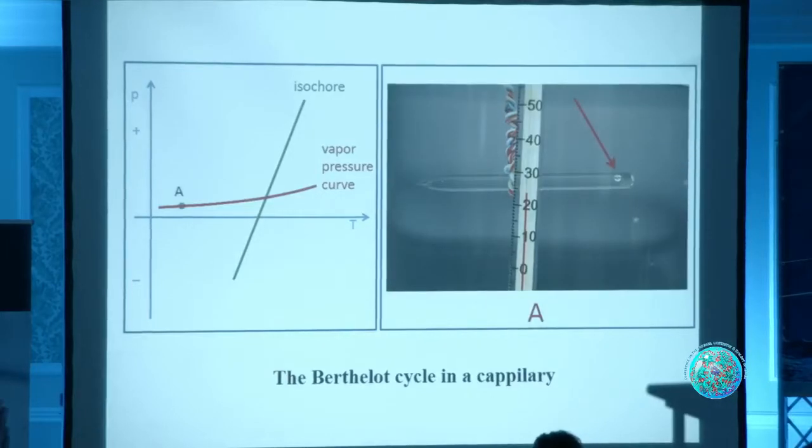So let's start also with something we can do in a lab and showing this to students in a lab. So I have a glass capillary here, filled with water, closed at both ends, and you can see here a bubble. It's a small bubble containing the vapor of water. And I'm starting this experiment at 24 centigrade. So we are already somewhere here at the 24 centigrades in the liquid vapor equilibrium line.